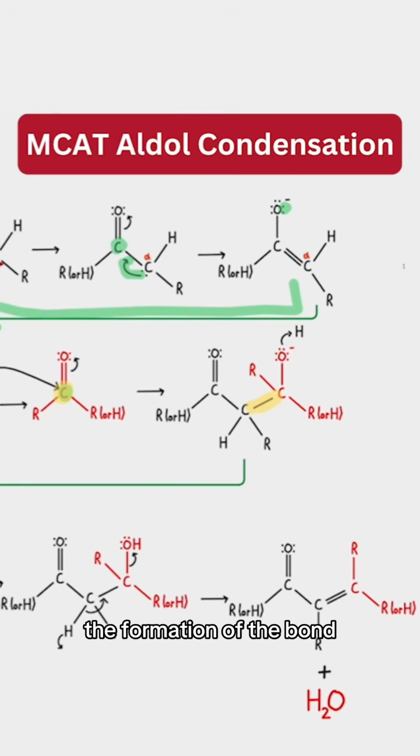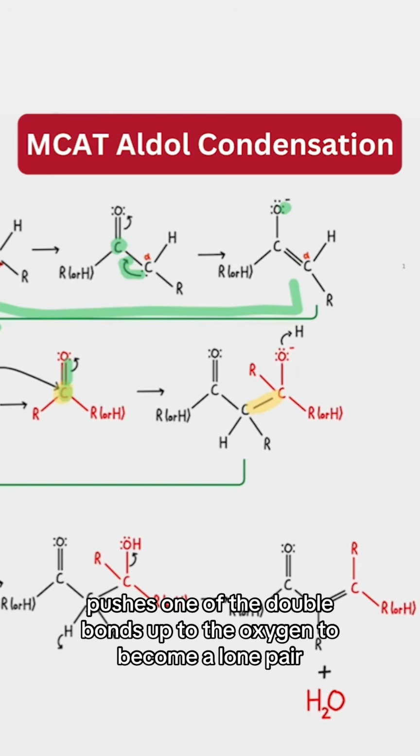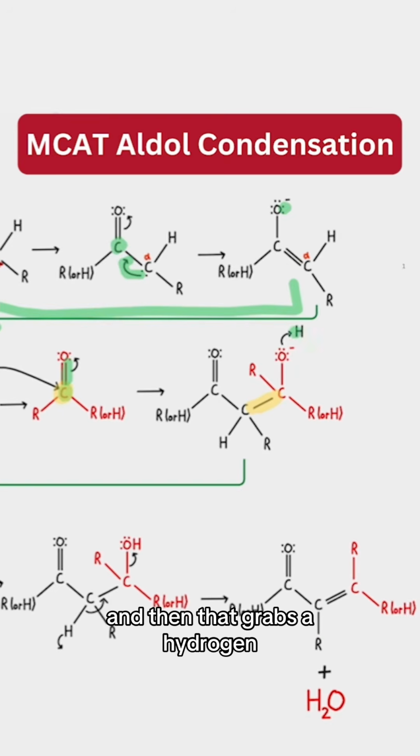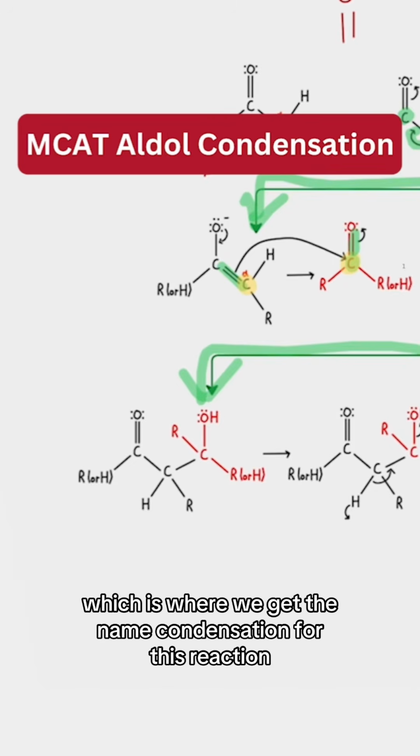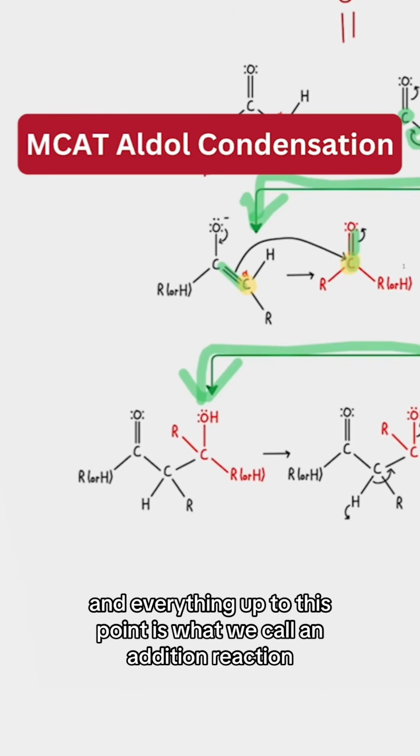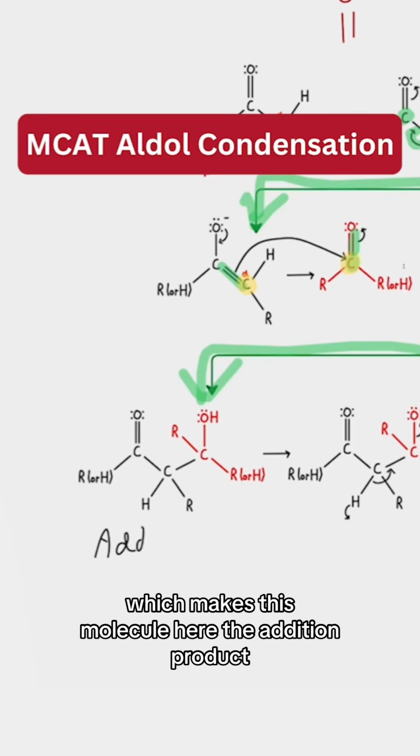The formation of the bond pushes one of the double bonds up to the oxygen to become a lone pair, and then that grabs a hydrogen, turning that into a hydroxyl group. Now track that molecule down here. The next step is the dehydration, which is where we get the name condensation for this reaction, and everything up to this point is what we call an addition reaction, which makes this molecule here the addition product.